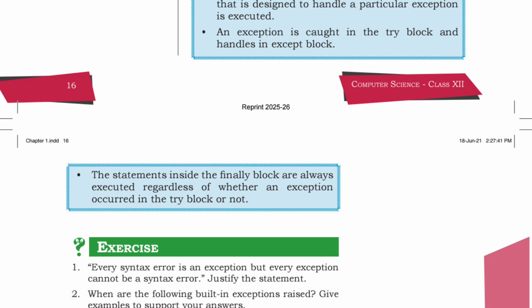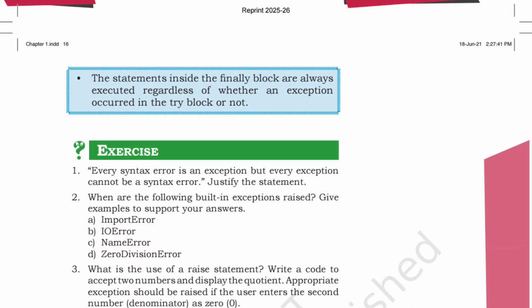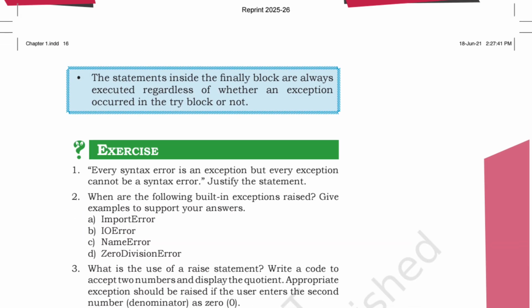So the last one is what? The statements inside the finally block are always executed regardless of whether an exception occurred in the try block or not.